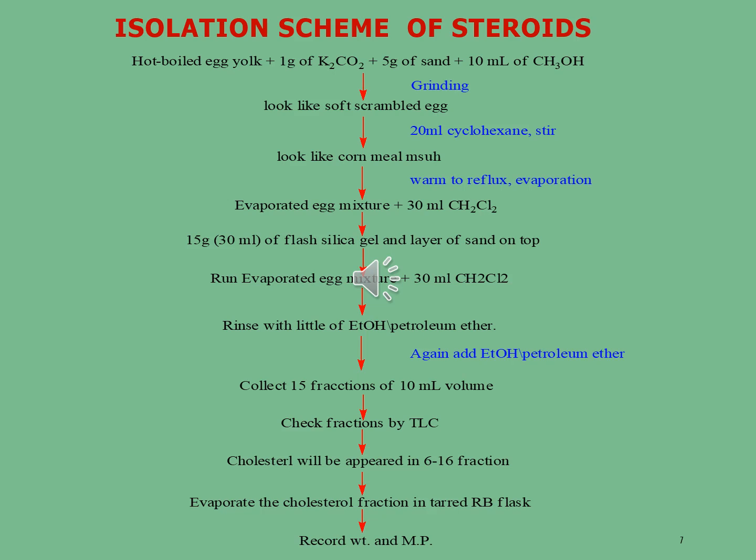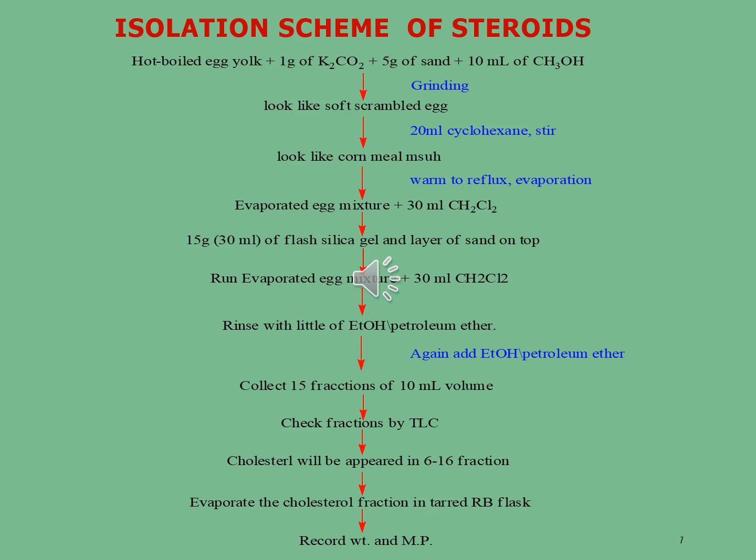So the column is packed. After that, the whole column is eluted with 30 ml of methylene chloride. Now it is rinsed with ethanol with the help of petroleum ether. After that, again the elution is carried out with ethanol and petroleum ether in a specific ratio. So in this way, from the column chromatography, we will get a total of 15 fractions, and each fraction has 10 ml of volume. Now each fraction is subjected to thin layer chromatography for the identification of the pure compound as well as for the presence of steroid molecules.